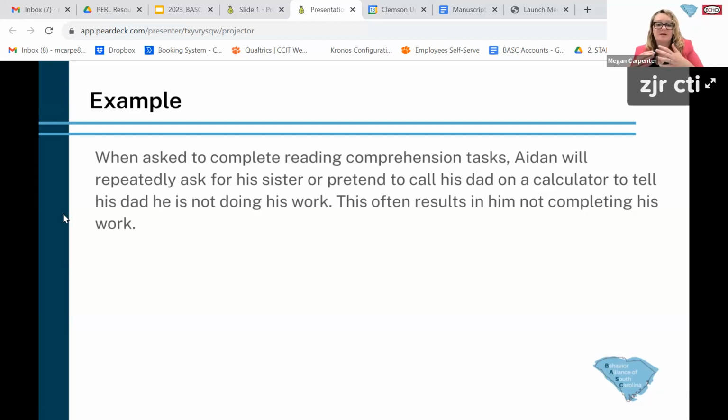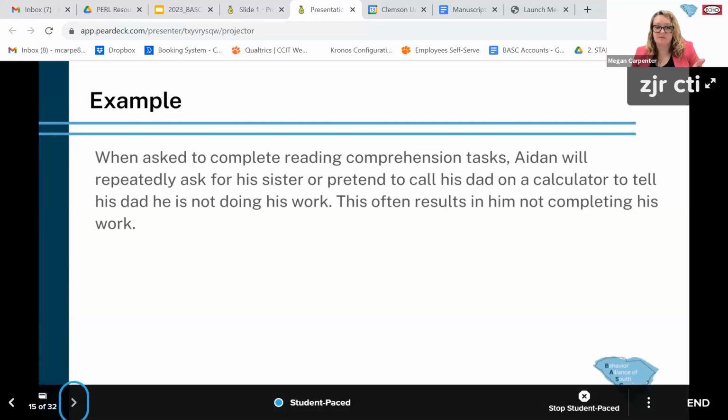So this was a lower level behavior, right? He's not a danger to himself or others. He's repeatedly asking for things or pretending to call his dad. He's not engaged, he's off task, but this wasn't a behavior that was a danger to himself or others. But it was a concern because he's not completing as much of his reading comprehension tasks.